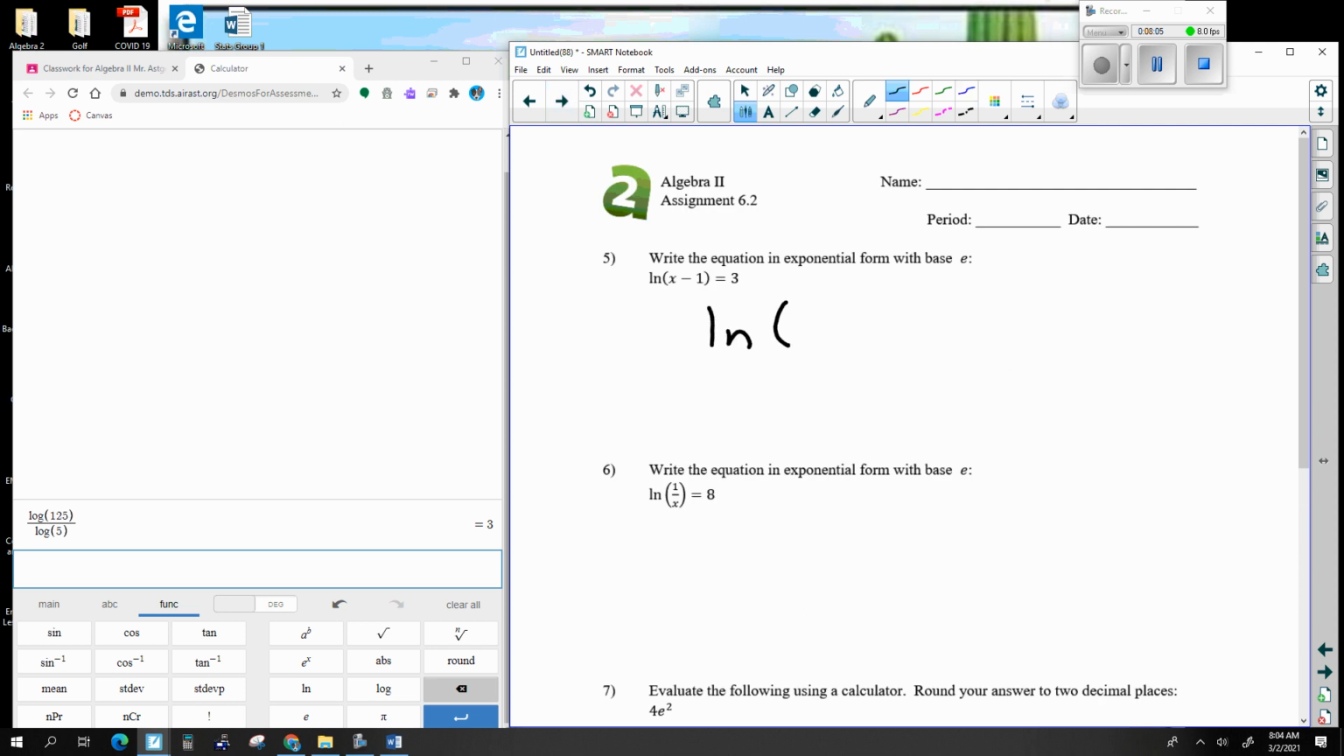So here we have an ln of x minus 1 equal to 3. So e, that gets rid of the ln, which leaves x minus 1, and we have e to the 3rd.